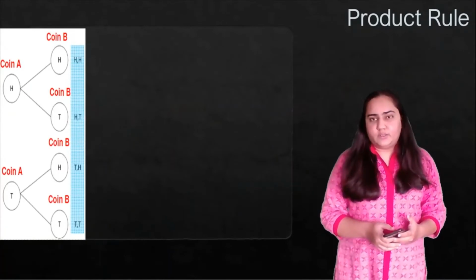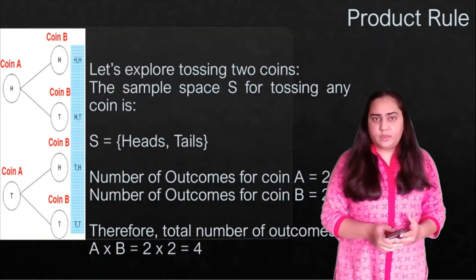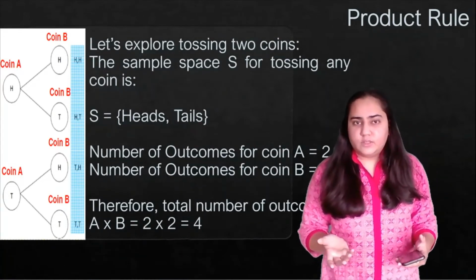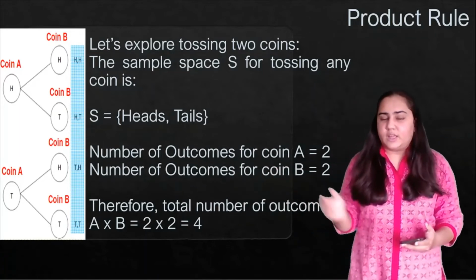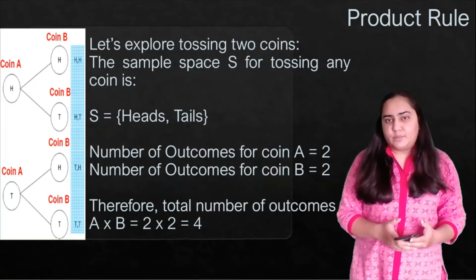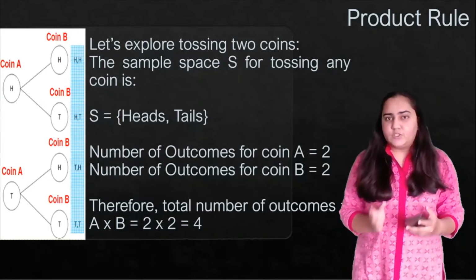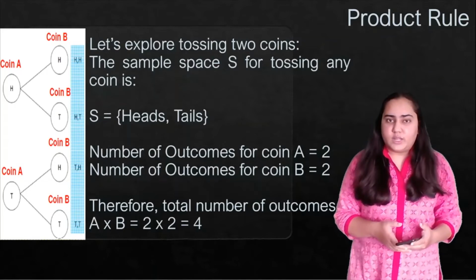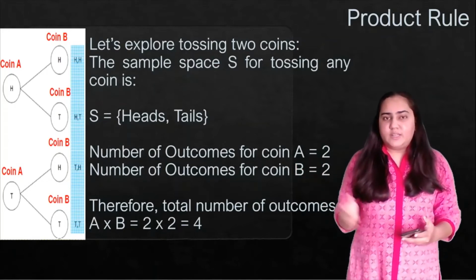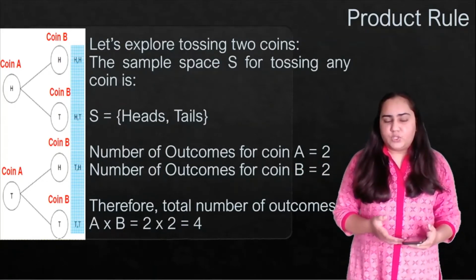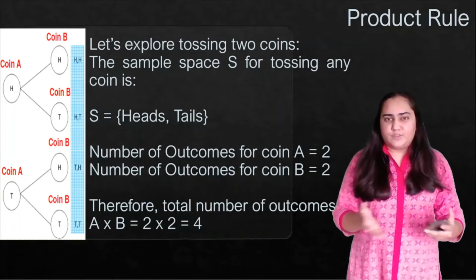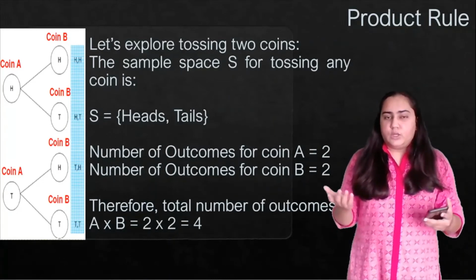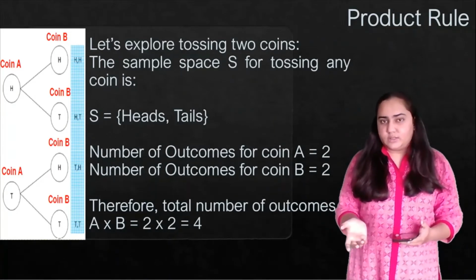That brings us to our next rule, which is the product rule. So let's explore the tossing of two coins. You have two coins. I have explained sample spaces in my previous video, so in case you need to revise that, you can watch that video. Capital S denotes a sample space, which is the list of total outcomes, and here the outcomes are heads or tails. If you toss a coin, you're going to either get heads or tails.